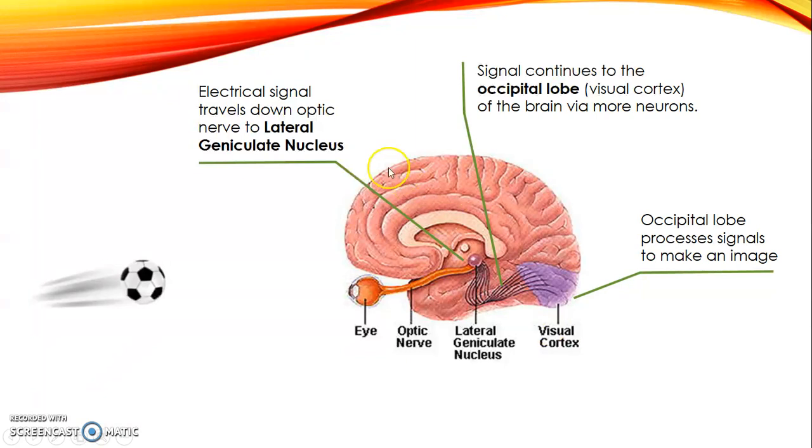The electrical signal from the optic nerve travels to the lateral geniculate nucleus, and then the signal will travel to the occipital lobe. In the brain, it's talking to many, many neurons, and every single time the message travels through a neuron, it has to go through an action potential. The occipital lobe then processes the signal to make an image so that your brain can understand it.